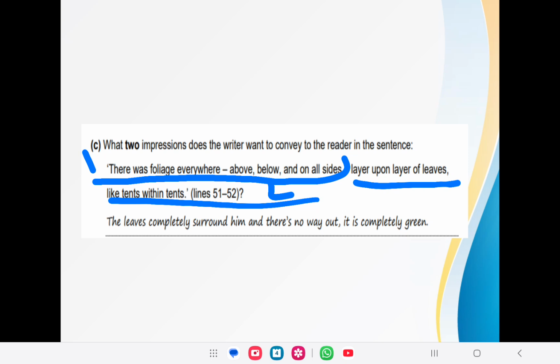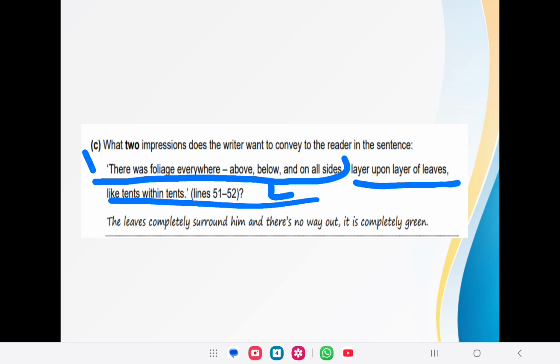Now look at the first one. There was foliage everywhere. I hope you know that foliage means greenery, some kind of greenness that leaves create. If you don't know the meaning of foliage, the next words tell us: above, below, and on all sides, layer upon layer of leaves. The word leaves tells you that in the first part they are talking about leaves. So there was foliage everywhere, above, below, and on all sides.